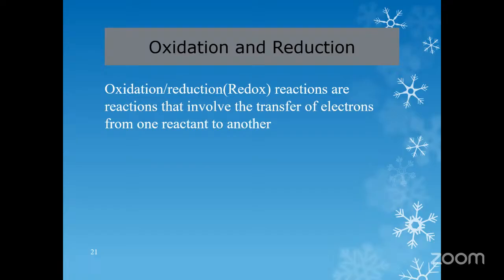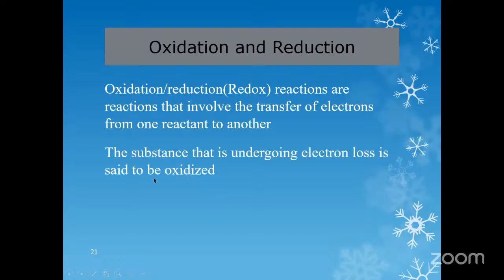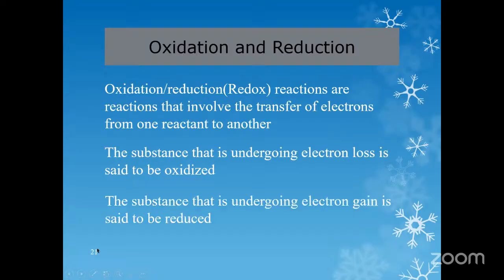Well, firstly, there are some reactions that involve the transfer of electrons from one species to another, right? So basically, one substance will be losing electrons, and those electrons will be transferred to the other substance, right? So the substance that is undergoing the loss of electrons, we say that that substance is undergoing oxidation, and therefore it is being oxidized, right? And then the other substance that is receiving the electrons, we say that that substance is being reduced, right?